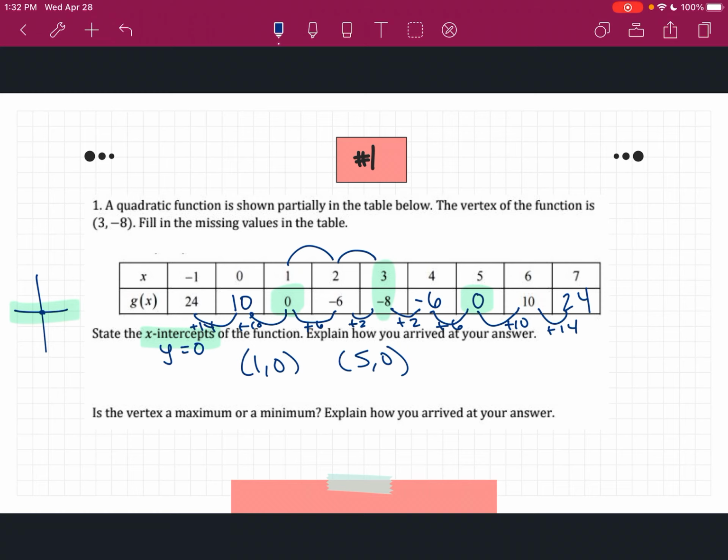Is the vertex a maximum or minimum? Explain how you arrived at your answer. We know the vertex is (3, -8). If you look at all of the y values around there, all of the y values are higher. -8 is the lowest y value. All the rest go up. So at 3, we're at -8, and then we successively get bigger from here. So this graph probably looks something like this, a really rough sketch, but we know that -8 is the lowest y value, so that means that this vertex is a minimum. It's the lowest point on the graph.